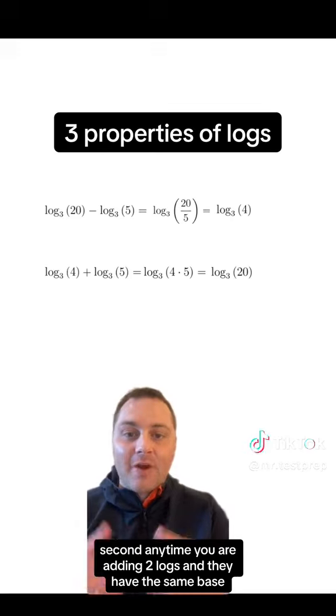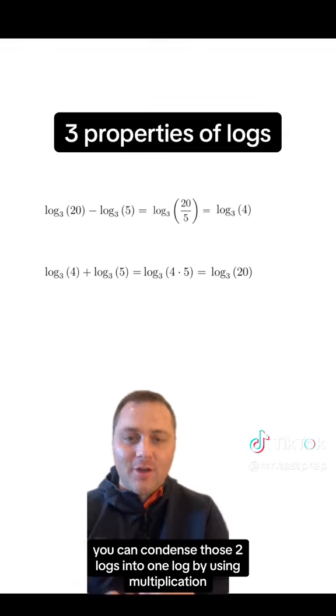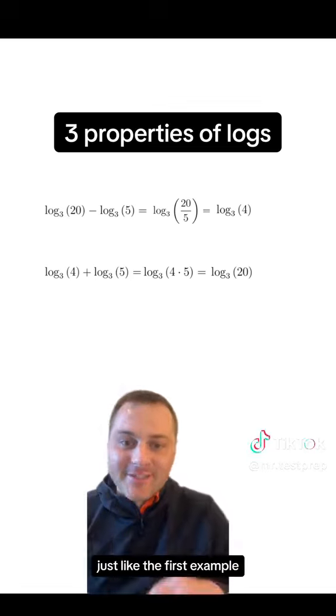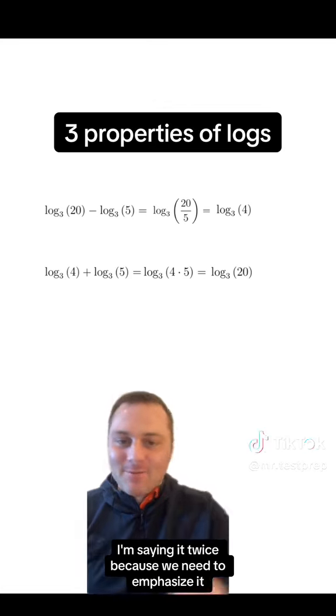Second, anytime you are adding 2 logs and they have the same base, you can condense those 2 logs into 1 log by using multiplication. Just like the first example, we need the same base in order to use that property. I'm saying it twice because we need to emphasize it.